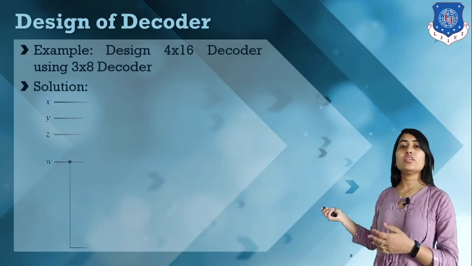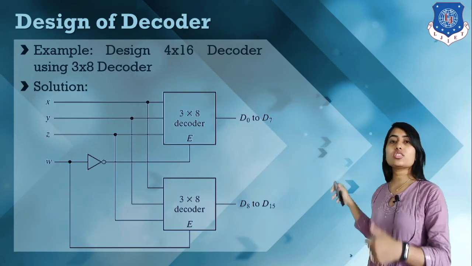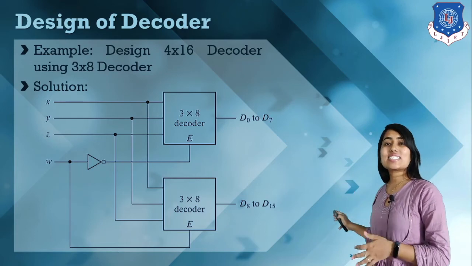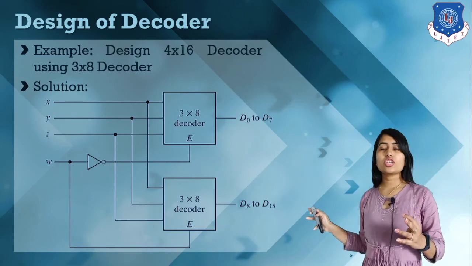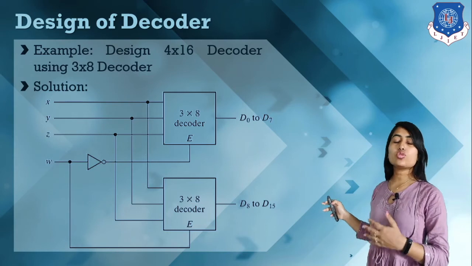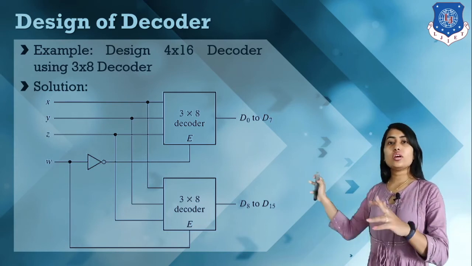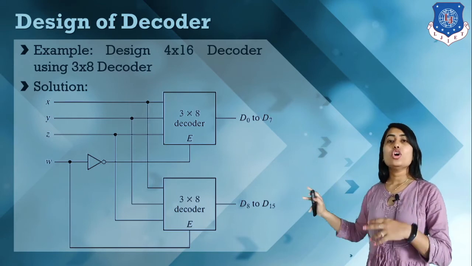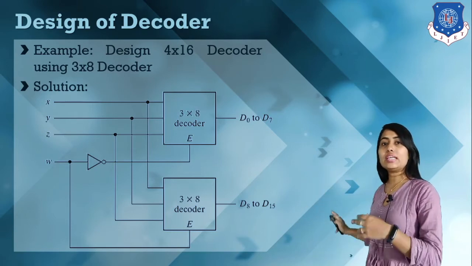So here we have this kind of diagram. We use a total of 2 3x8 decoders, with a total of 16 outputs. Here we have a total of 3 inputs, but we have to use 4 input conditions. So which of the 3x8 decoders is enabled at a time? For that we use one input as an enable. We use XYZ as the input lines and W as the enable line. We connect W with inversion to the first decoder and W directly to the enable of the second.